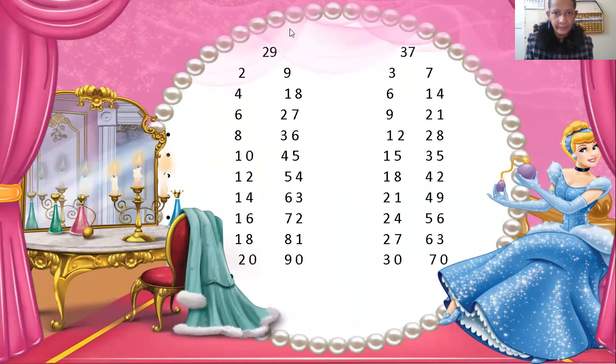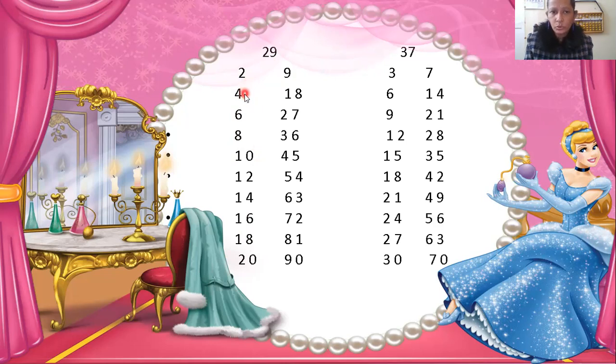Now you see this is 29 and this is 37. We have to make the table of 29 and 37. See, for 29 I have written 2 here and 9 in this line separately. Now under 2, this is the table of 2.